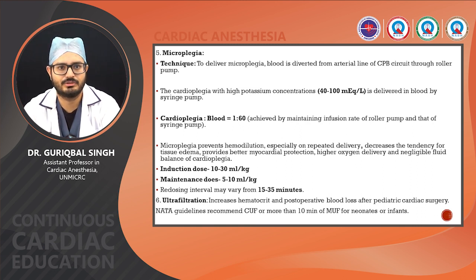Induction dose will be 10 to 30 ml per kg and maintenance around 5 to 10 ml per kg. Redosing interval varies from 15 to 35 minutes. Ultrafiltration increases hematocrit and decreases post-operative blood loss after pediatric cardiac surgery. NATA guidelines recommend more than 10 minutes of MUF for neonates or infants.